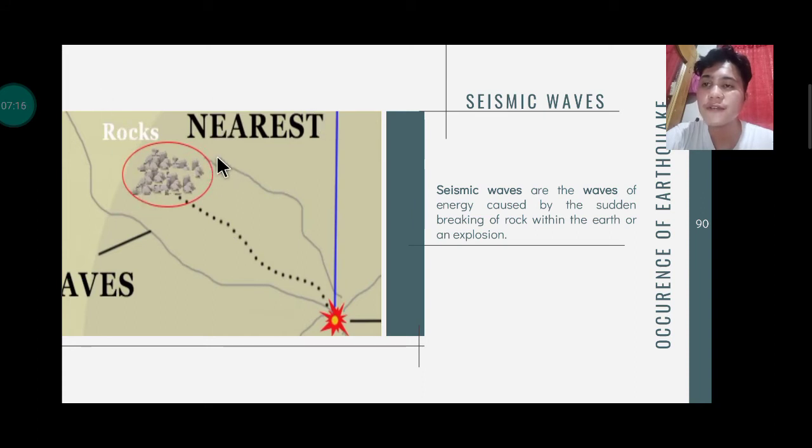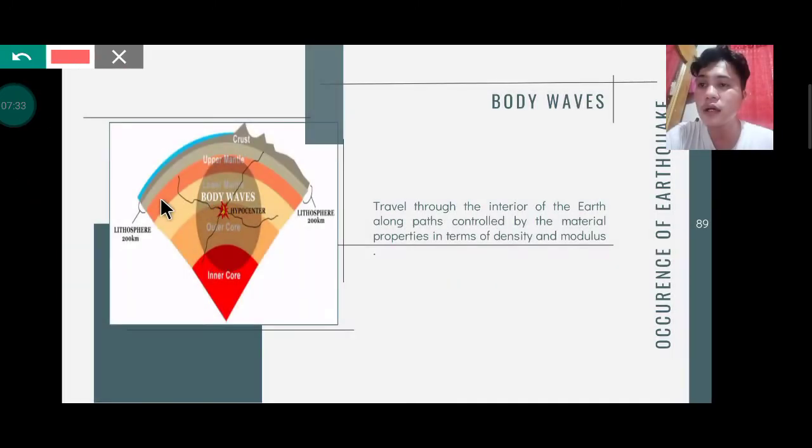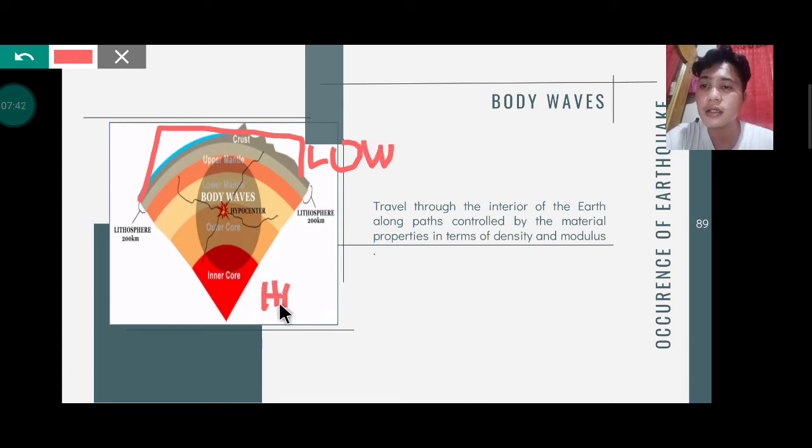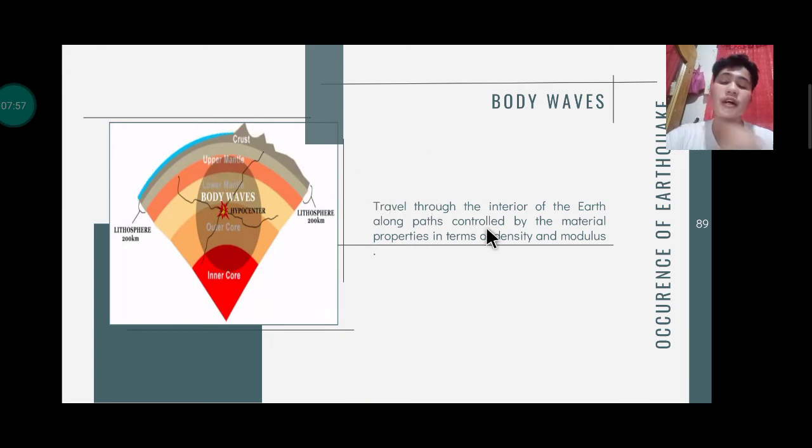Take note that once the wave reaches the surface, the tendency is that the velocity will change, because once it travels to materials with different densities, it will change the velocity. We all know that in this part there is low density, and in this part there is high density. The higher the density of a material, the more it resides downward. Therefore, the denser the material is, the higher the velocity.